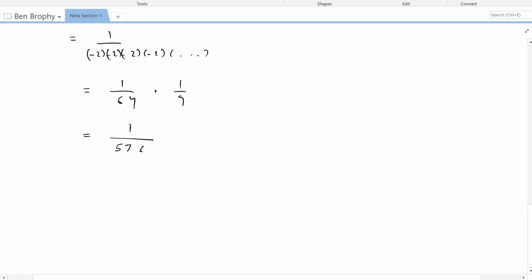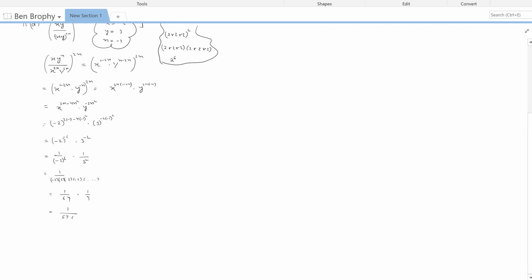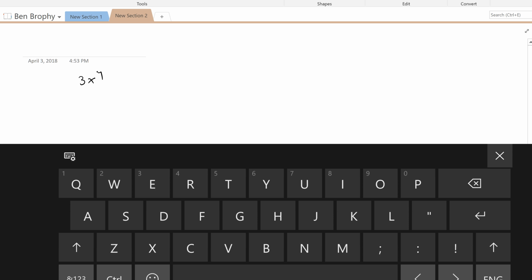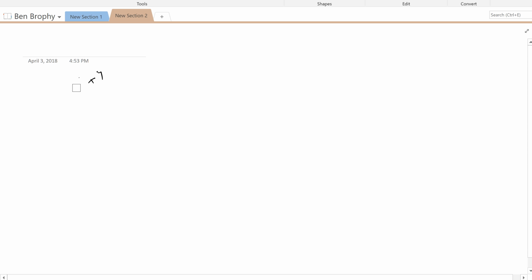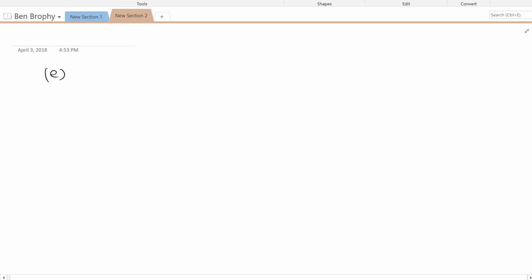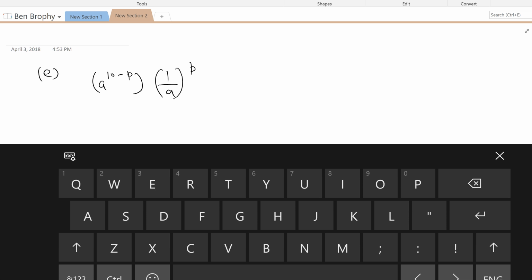Next. I'll go to the next page. Let's do 18F. Actually, let's do E first. What is that? Bracket a to the power of 10 minus p, bracket 1 over a to the power of p. Let's just simplify.